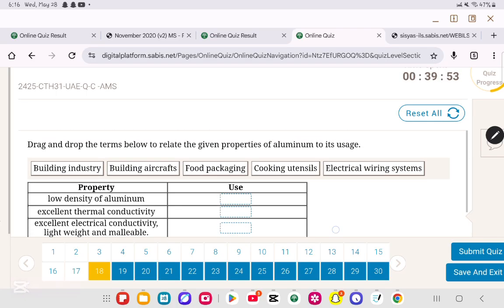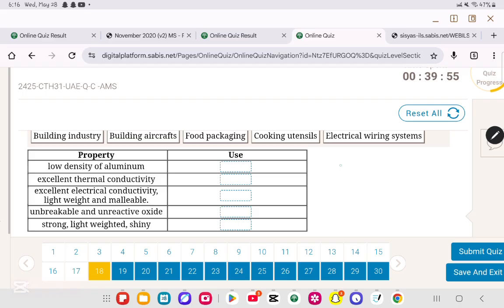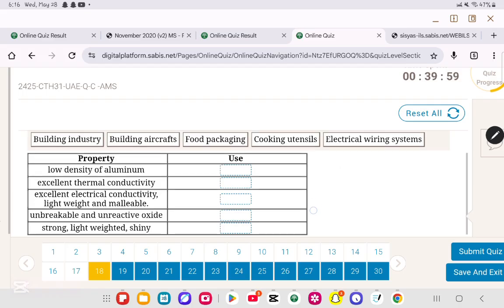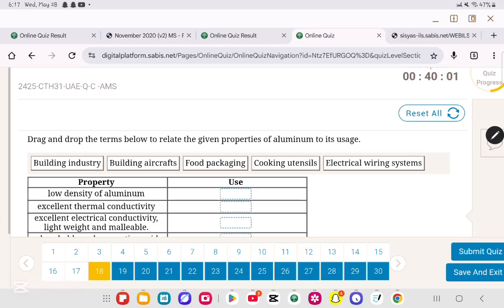Now, the properties of aluminum and why do we use it? Now, aluminum has a low density, which means it can float, for example, on water or air or whatever. We use it to build what? To build aircrafts. Why? Because aircrafts need to fly in the air. They need to be less dense than air, of course, in order for them to fly, or they need to have a low density. Next thing, excellent thermal conductivity.